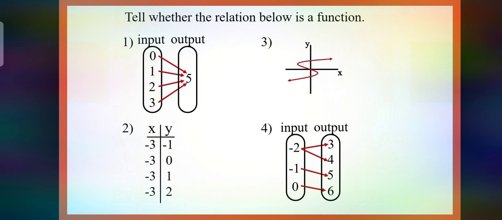Okay, we have here another example. You tell whether the relation below is a function. Number 1. Input is 0, 1, 2, 3. The output is 5. The answer is function. Number 2. The value of x is negative 3 all the way. The value of y is negative 1, 0, 1, and 2. So number 2 is not a function.